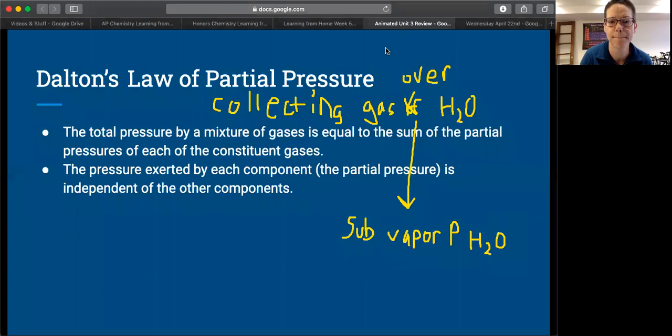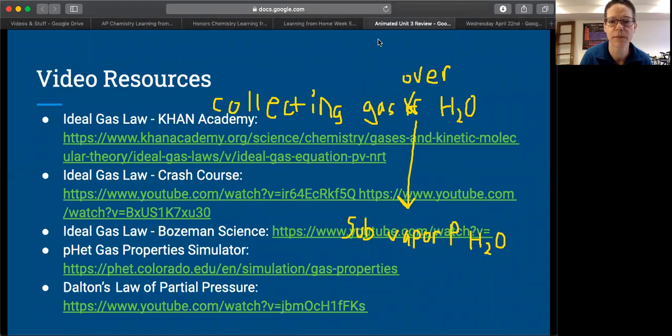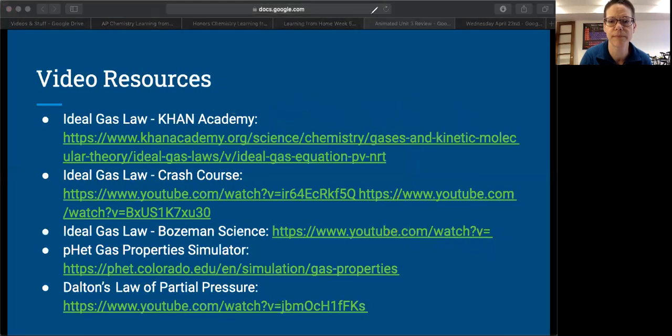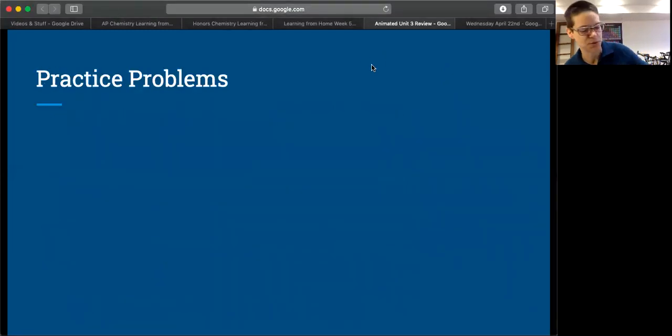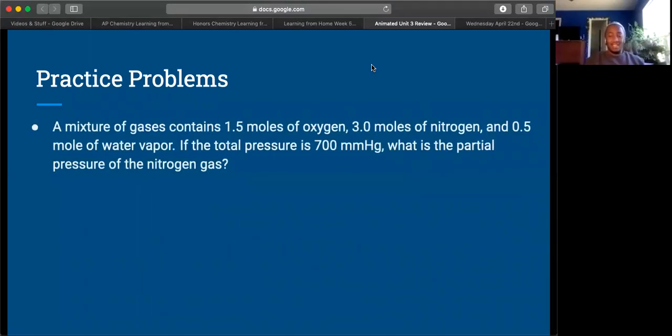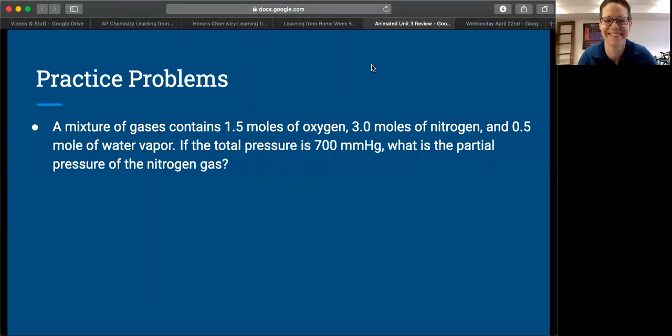Okay. Oops. Let that go away. Okay. So you got a calculator? Because we got an ideal gas law equation. I have it. Okay, so this first one, mixture of gases. All right, so we got a mixture there.